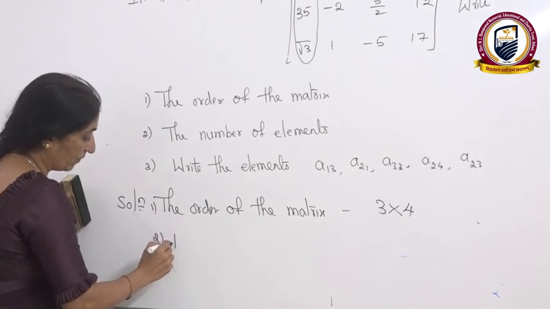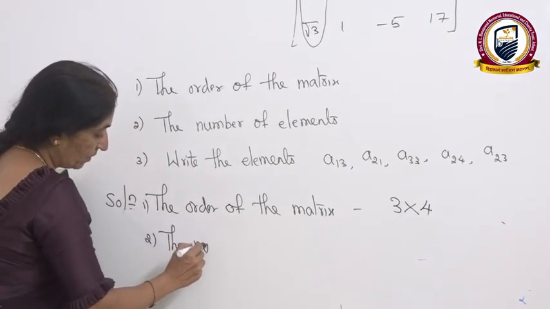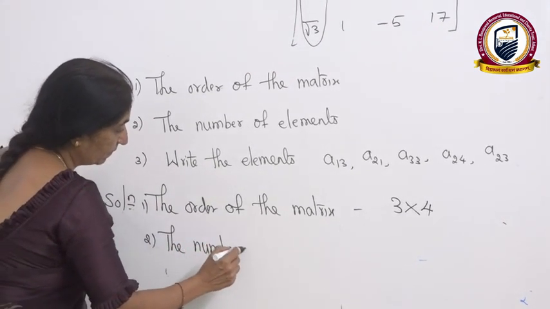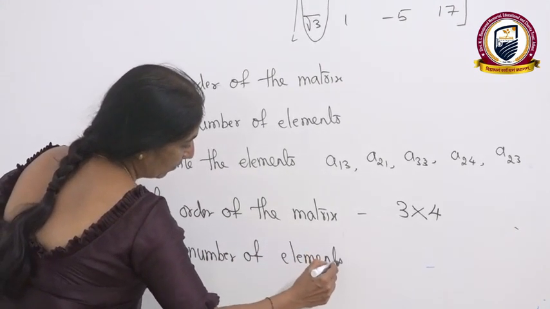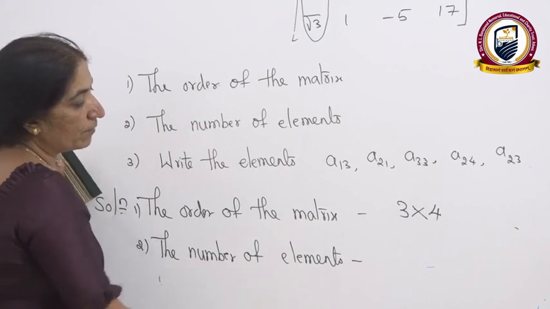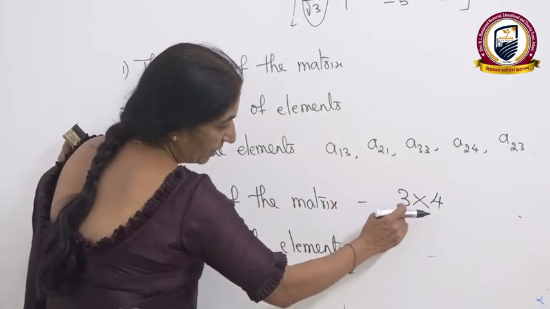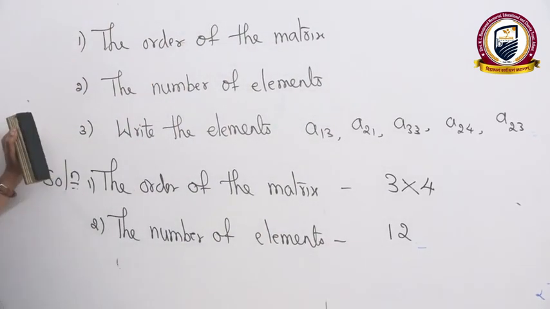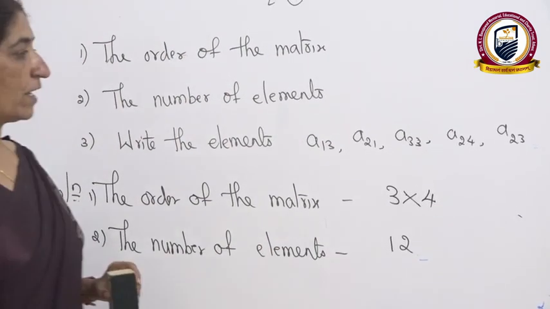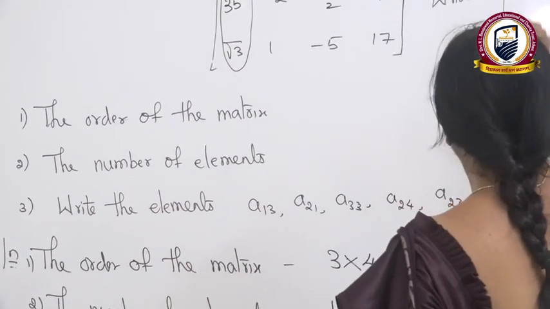After that, second one, the number of elements. This also you are familiar with. For that, what are you doing? We are multiplying these two numbers. After multiplying, you will get 12. So it completes the second one. Now we are coming to the third one.